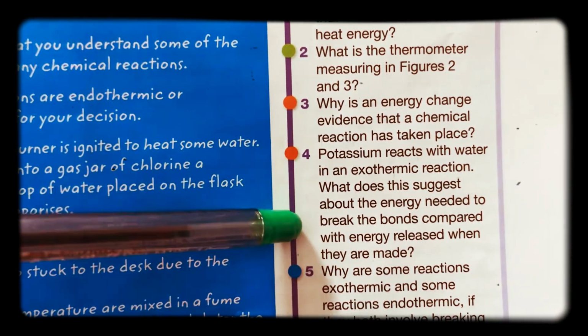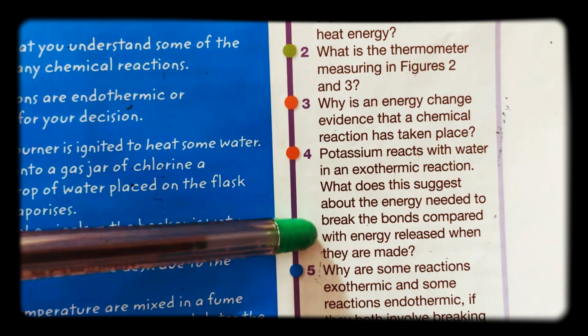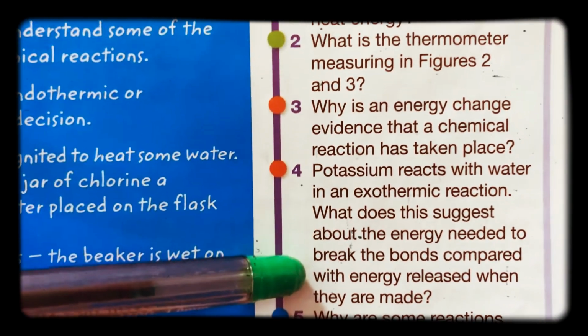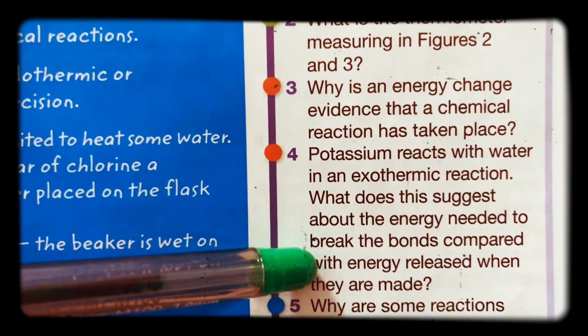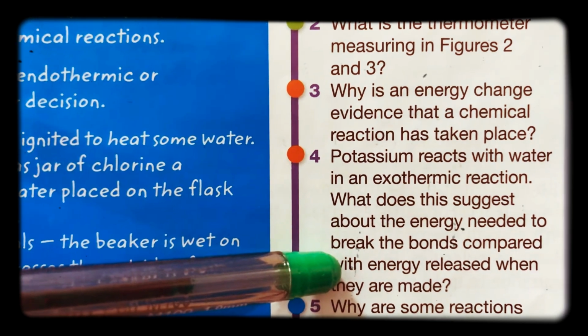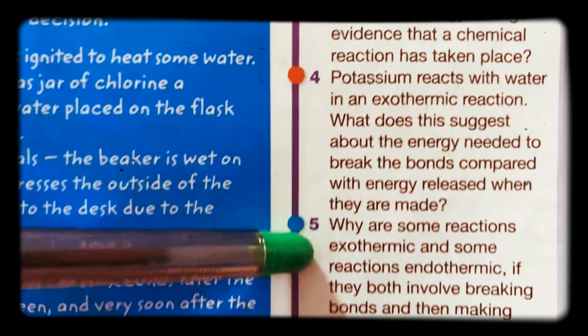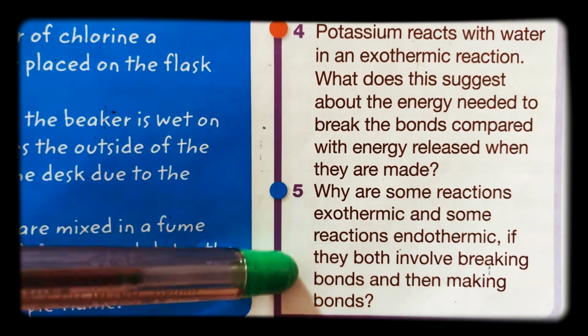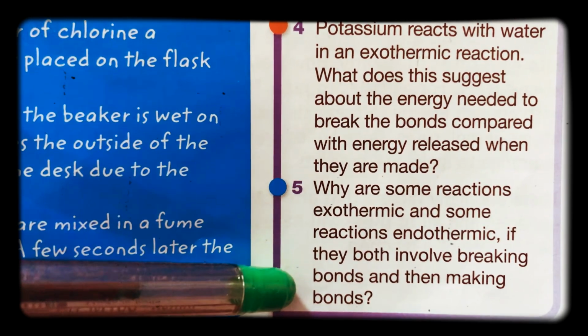Potassium reacts with water in an exothermic reaction. What does this suggest about the energy needed to break the bonds compared with the energy released when they are made? Pause the video. Well, it shows that the energy released is greater than the energy required, so this is an exothermic reaction. And finally, why are some reactions exothermic and some reactions endothermic if they both involve breaking bonds and then making bonds? Pause the video.